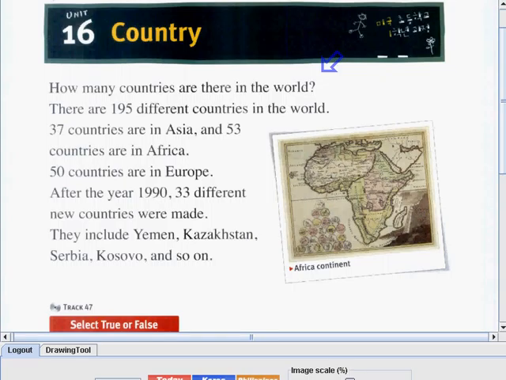Now, let's read the passage again in a fast-paced mode. Let's start.